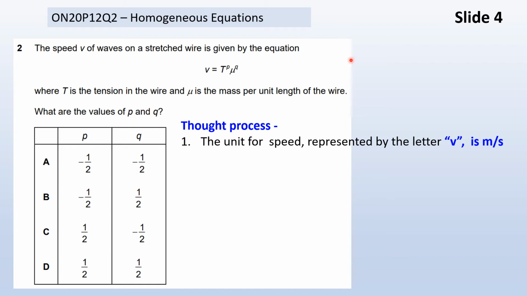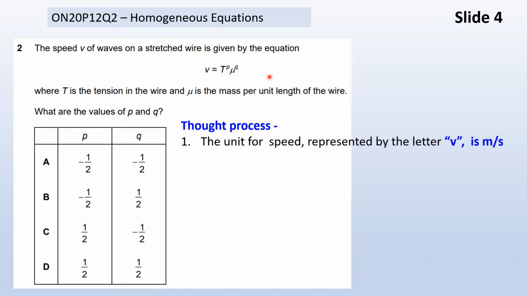Now let's look at an example of an application of homogeneous equations in this problem. The speed v of waves on a stretched wire is given by the equation v equals T to the power of P times mu to the power of Q, where T is the tension in the wire and mu is the mass per unit length of the wire. What are the values of P and Q, the exponents?